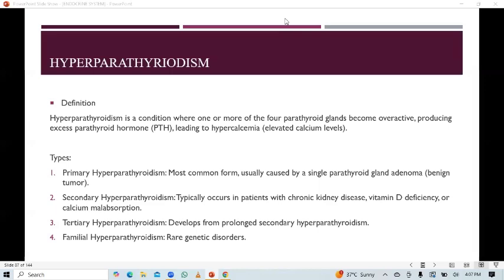So we have a lot of glands. We have the thyroid gland, the pituitary gland, the parathyroid gland, the islet of the pancreas, and the adrenal gland. Several glands in the body all produce their hormones for specific functions. So we started with the pituitary gland.